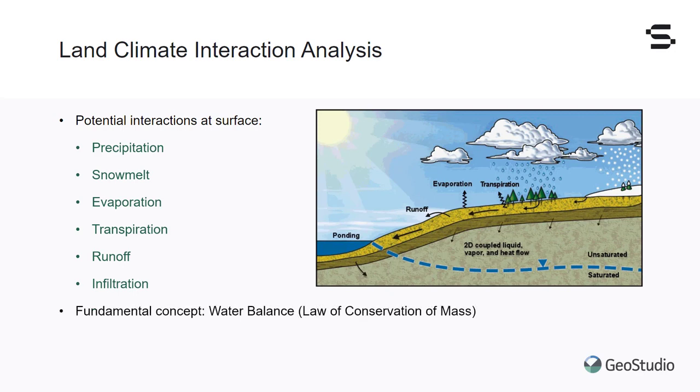The fundamental concept used to evaluate these processes occurring at the ground surface is the law of conservation of mass in the form of a water balance. The Seep land-climate interaction boundary condition provides the ability to assess these processes and how they influence seepage.